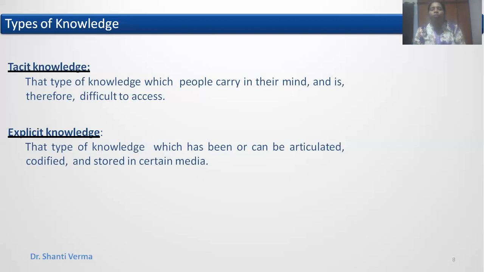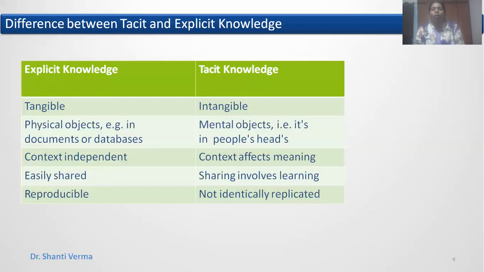Next, the types of knowledge. There are two types of knowledge, tacit knowledge and explicit knowledge. Tacit knowledge is the type of knowledge which people carry in their mind and is therefore difficult to access. While explicit knowledge is a type of knowledge which has been or can be articulated, codified and stored in a certain medium. These media can be a hard disk or a report or a document.